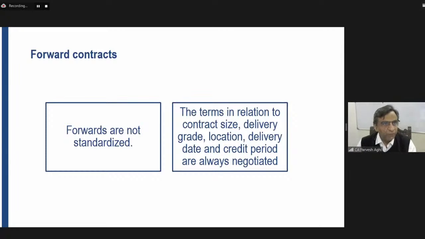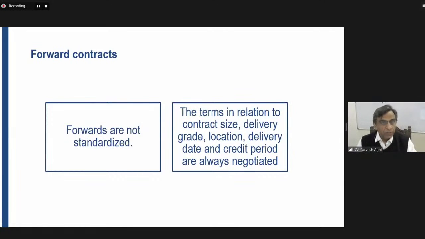You can negotiate for anything, any size. Delivery grade. Now, this is applicable basically to commodities, because commodities can be A grade, B grade, C grade. Location, which place you're going to be. Again, it's more relevant to the commodities. Delivery date, when you're going to have the delivery.